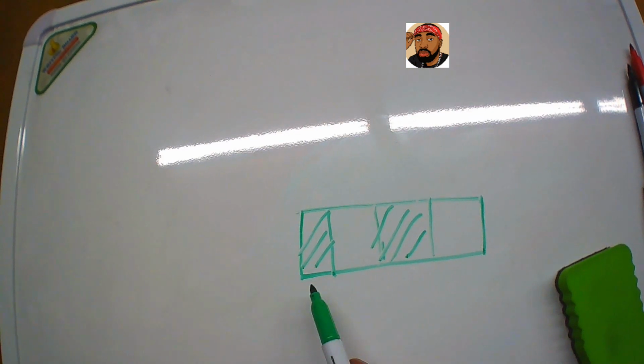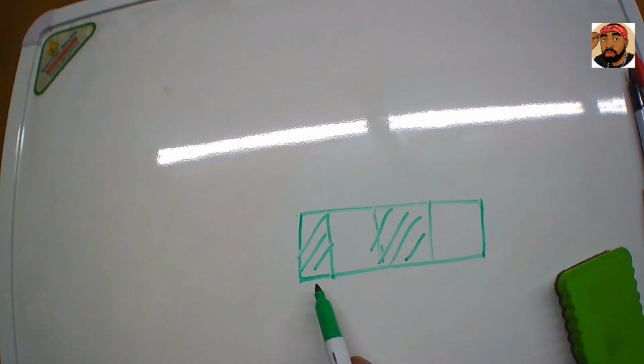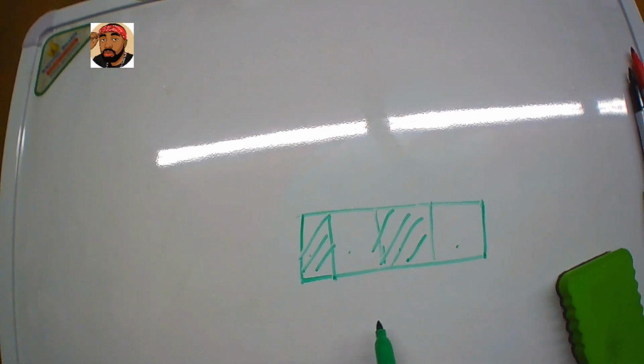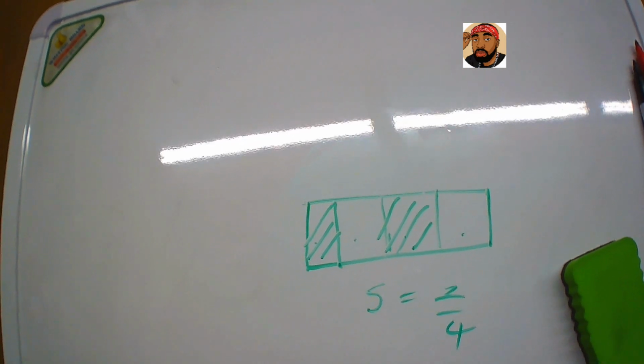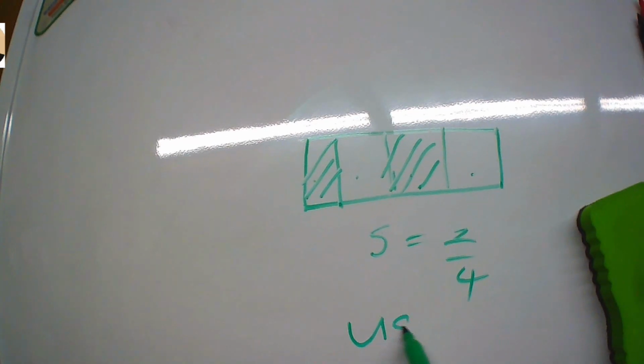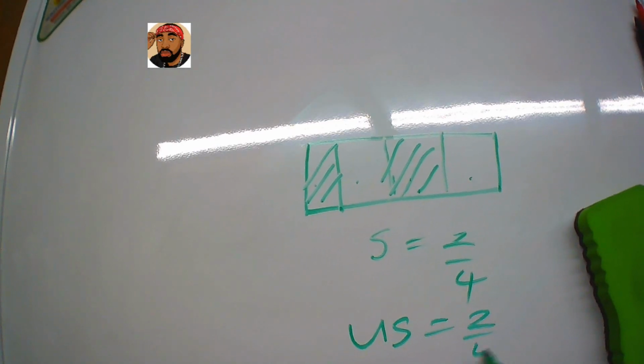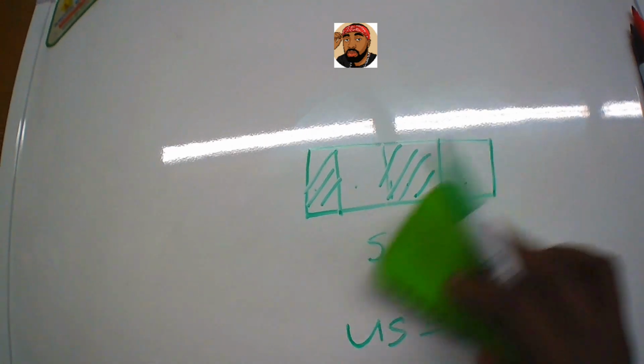All you need to do first is to come up with the total of the whole part, which is 1, 2, 3, 4. So for the shaded part, it will be 2 over 4. Unshaded part, it will be also 2 over 4. You are done there. This is how you formulate a fraction, or how you formulate fractions.